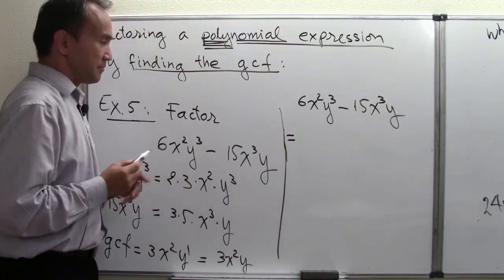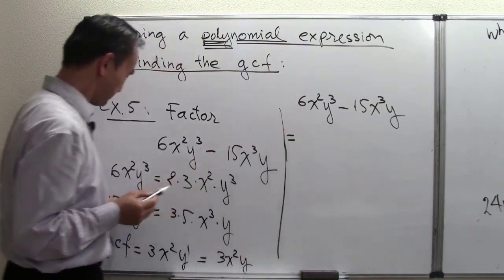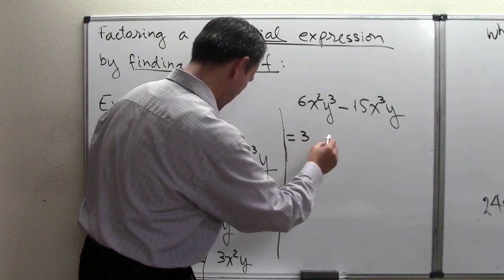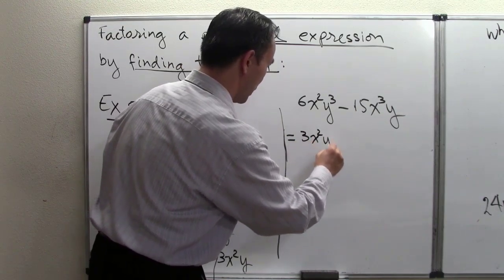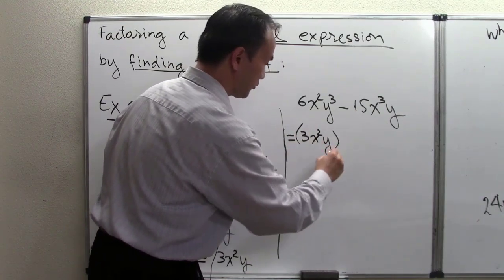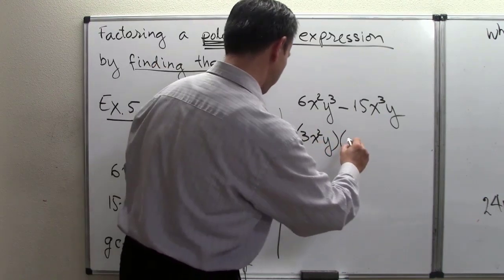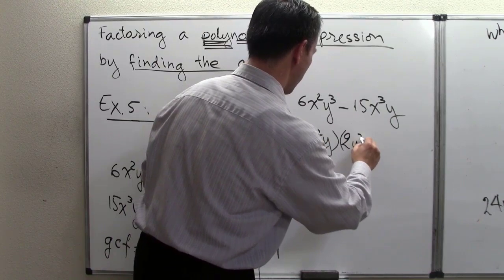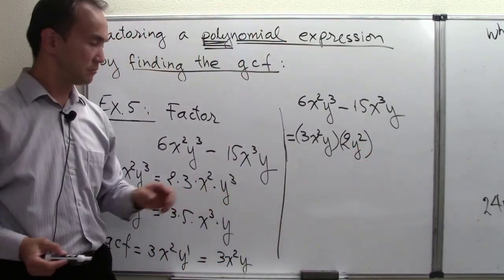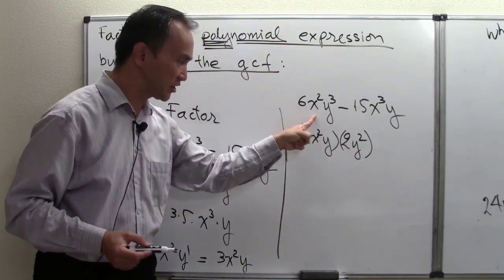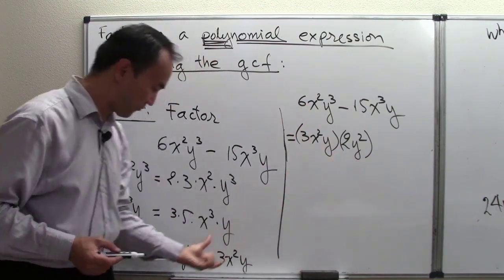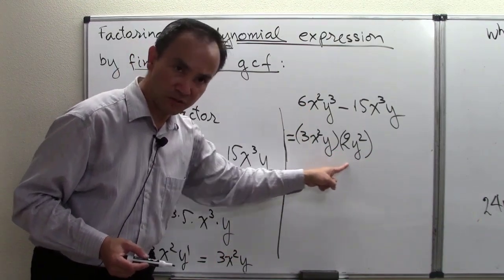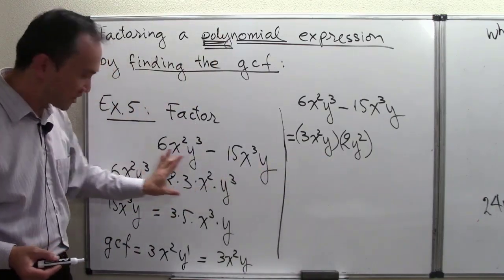Right. First term, I can write it as 3x squared y. That's our GCF. Multiply with 2y squared. Right? That's how I have re-expressed my first term as a product between the GCF that we found previously and the product of the remaining factors from our beginning term.